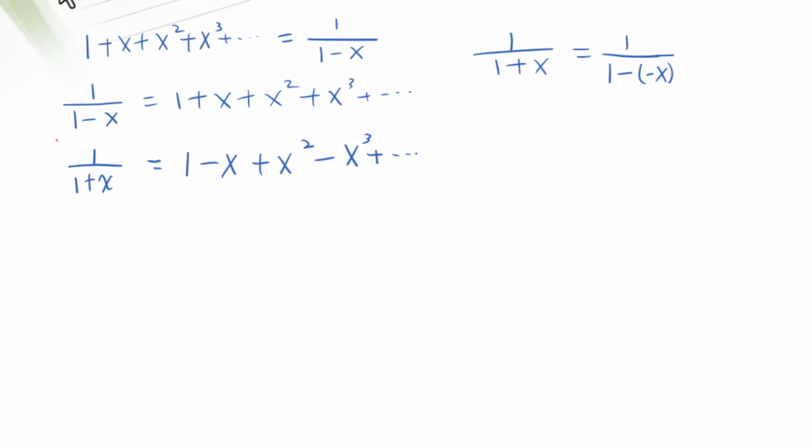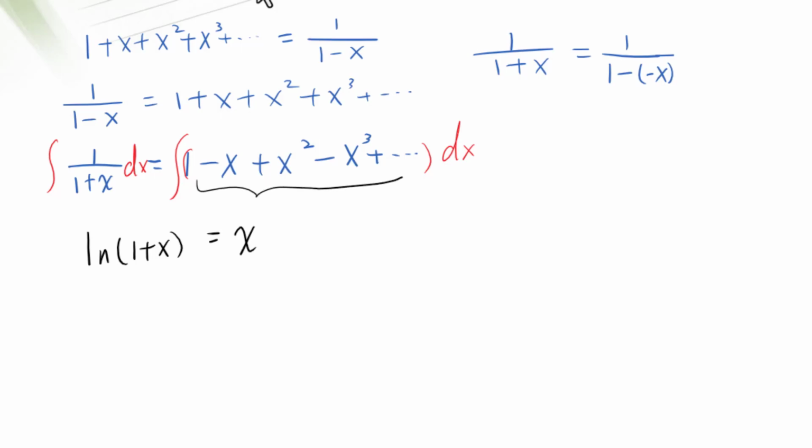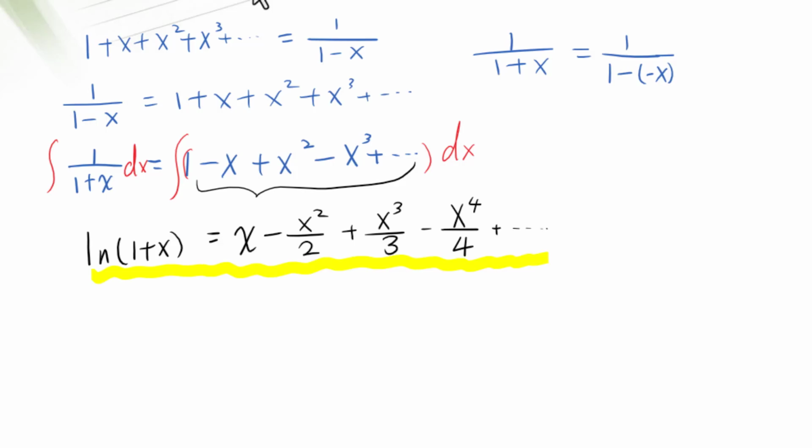Both sides, let's do the integral. The integral of 1 over 1 plus x dx is the natural log of 1 plus x, equals the integral of this polynomial function, which will be x minus x squared over 2 plus x third power over 3 minus x to the fourth power over 4 plus. We still use this formula.